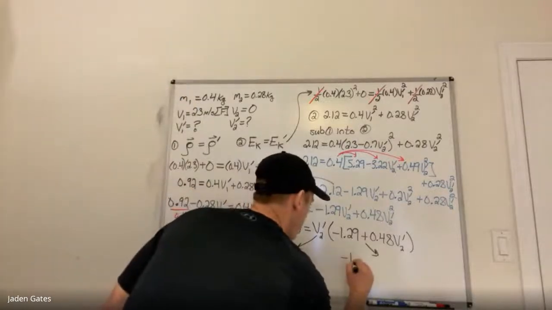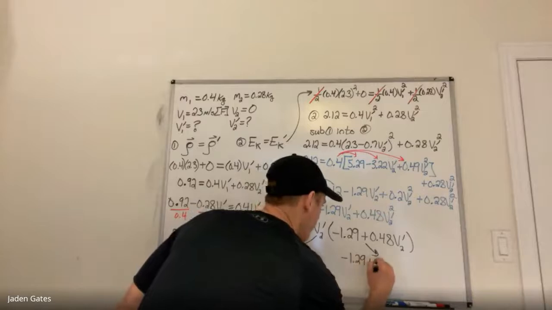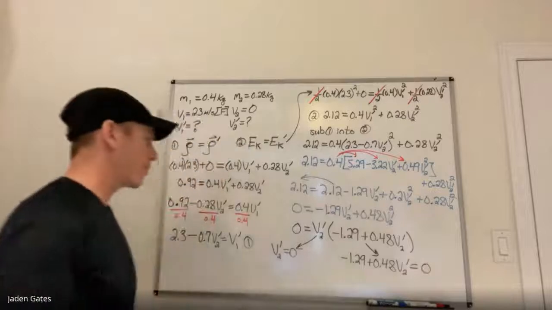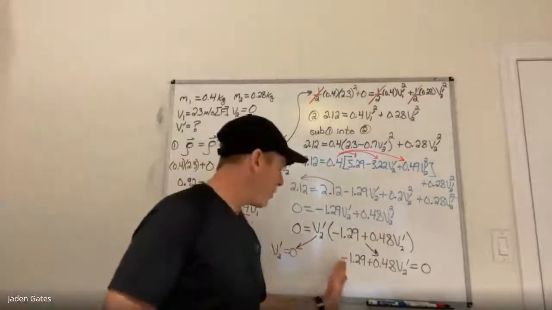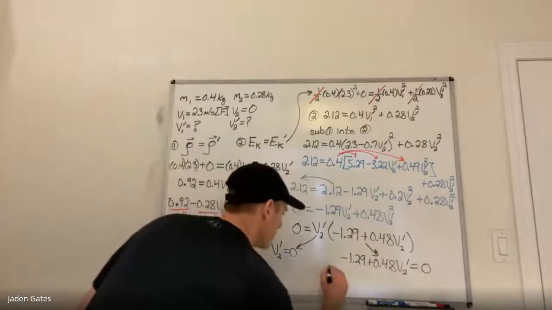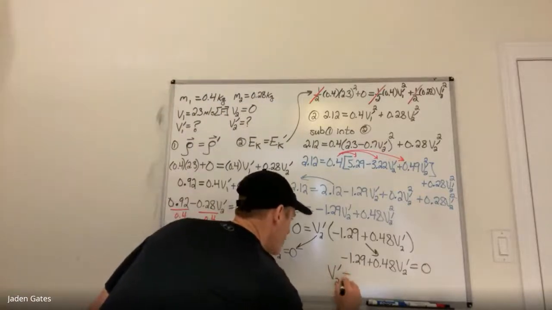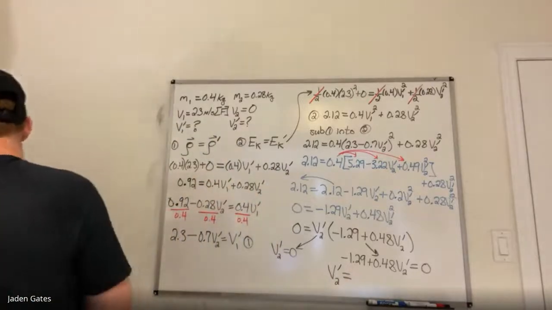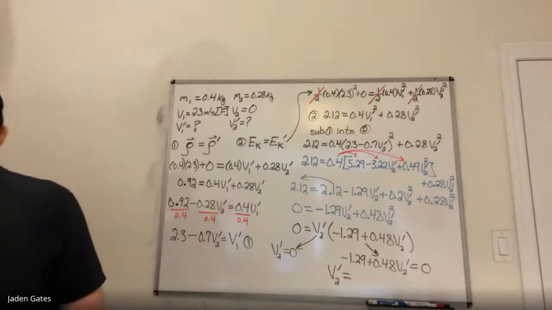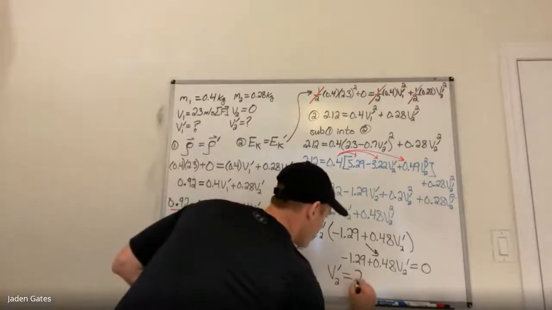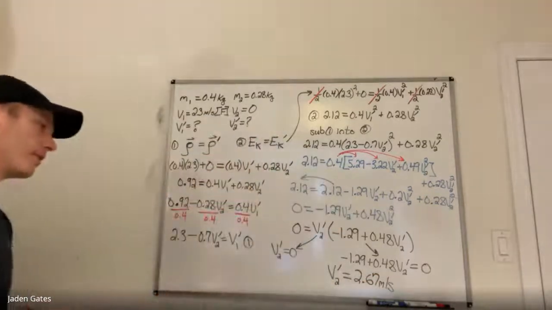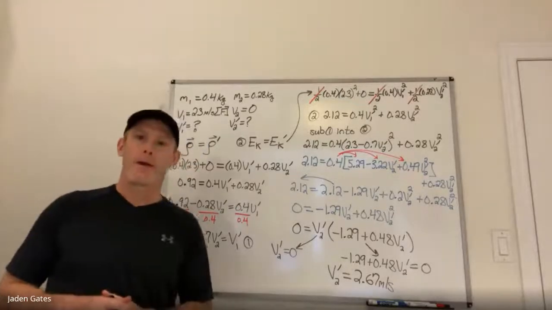We got the negative 1.29 plus 0.48 v2 prime equals 0. They both have to equal 0. I'm going to move that negative 1.29 over to the other side, then divide by 0.48. All right, and I get my other answer, v2 prime is equal to, let's see here, I end up with 2.67 meters per second. All right, so again, there's only one collision.